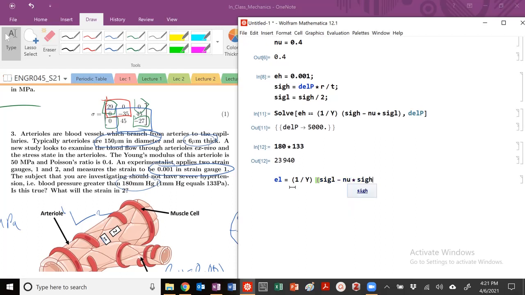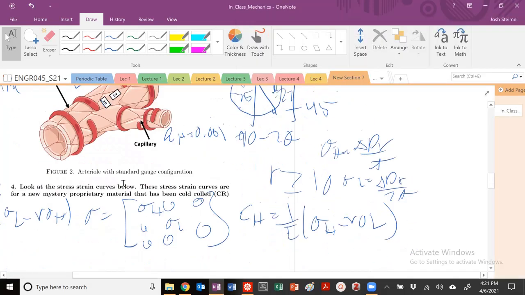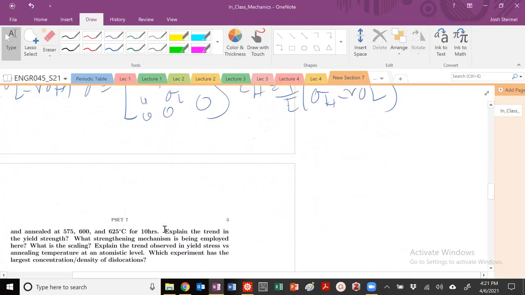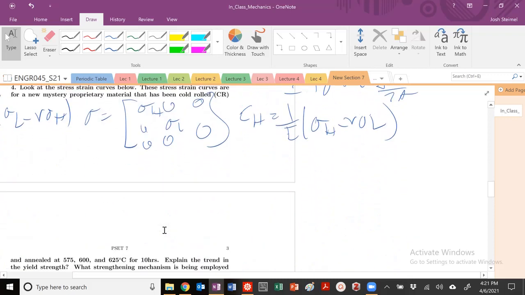Nu times sigma H should be smaller. And then slash dot del P. Del P goes to 5,000 because we figured that was the pressure in there. And as we see, it is smaller. So excellent, that's pretty much it. So let's go ahead and get into problem 4 below right now.